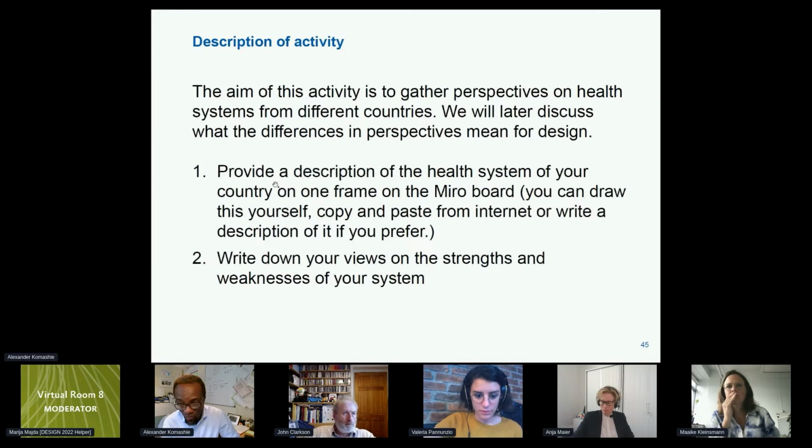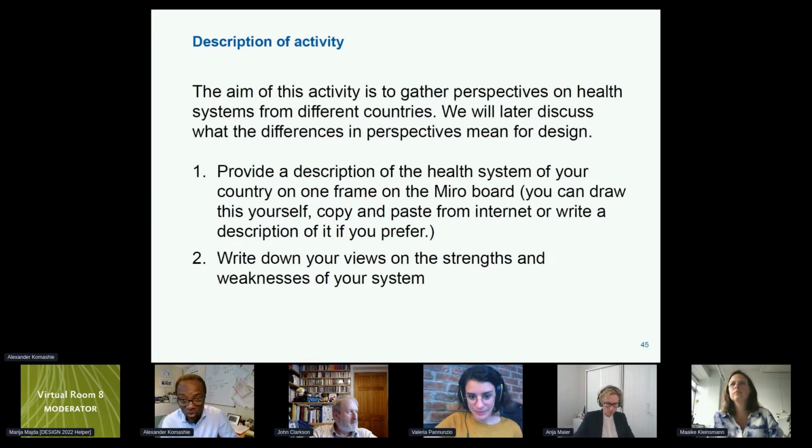So the first thing is to provide a description of the health system of your country on one frame in the Miro board, and I'll show you what that looks like soon. And you can draw this yourself if you want to, or copy and paste from the internet, or just write a bullet point description of what you think the system involves, and then write down your views on the strengths and limitations of that system.